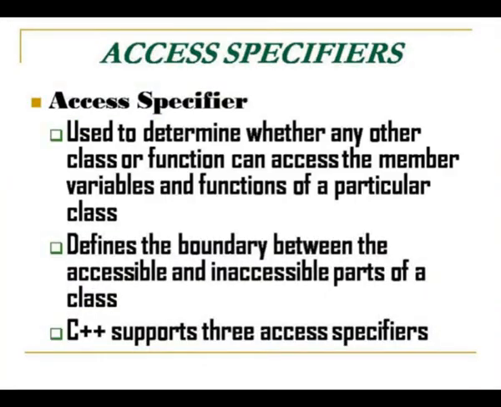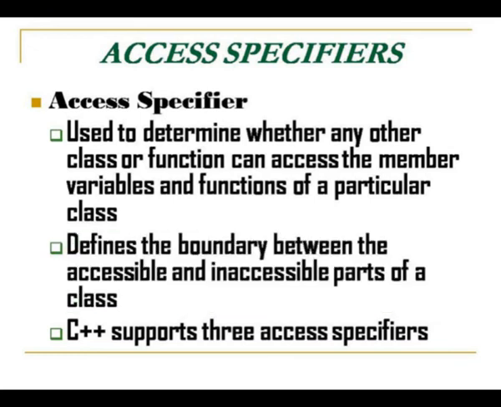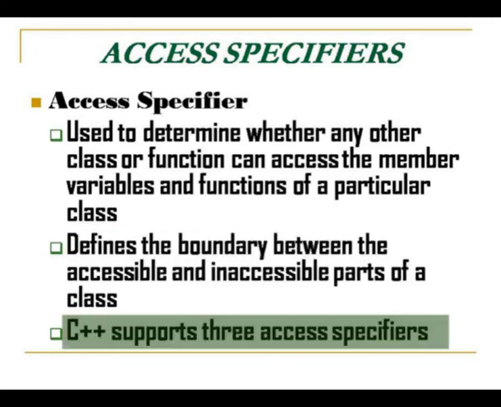It is used to determine whether any other class or function can access the member variables and functions of a particular class. So, in Unix we have seen about individual users. In this OOP technique, among the different classes, like I said, in a single program you may have 3 or more classes. So, whether one class and its object can access the internal details of another class and another object is determined by this access specifier. This defines the boundary between the accessible and inaccessible parts of a class. And C++ supports 3 types of access specifiers.